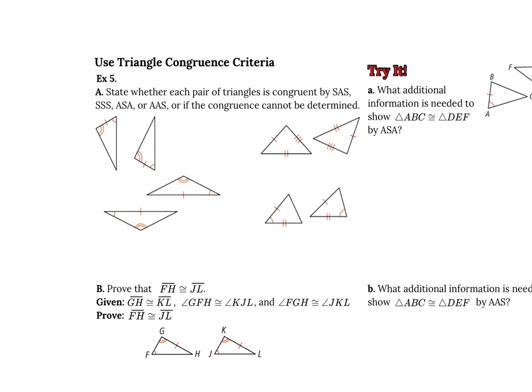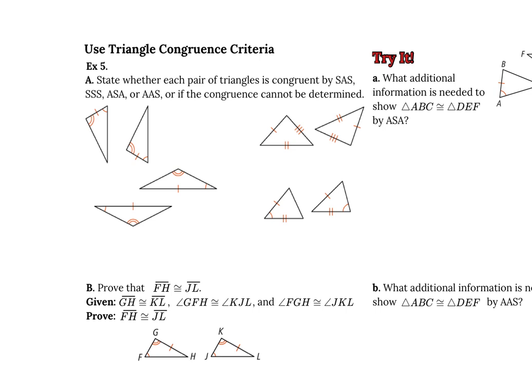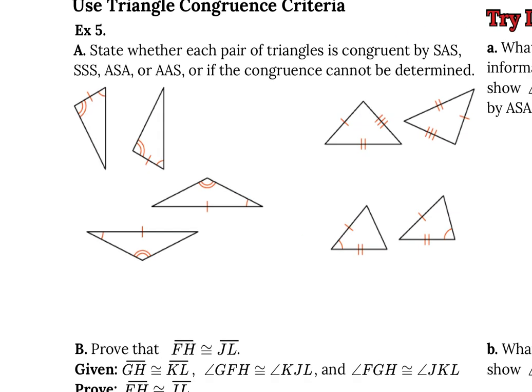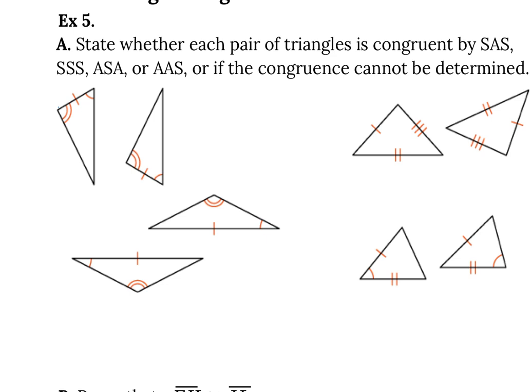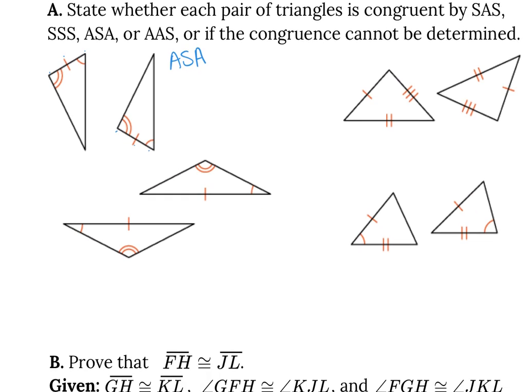All right, example 5, we want to determine congruency by side, angle, side, side, side, side, angle, side, angle, or angle, angle, side. So my first set of triangles here, I have an angle, a side, and an angle, and I have an angle, a side, and an angle. So I'd be able to prove this by angle, side, angle. Next, I have an angle, and a side, and an angle, and a side. So I would be able to use angle, angle, side.